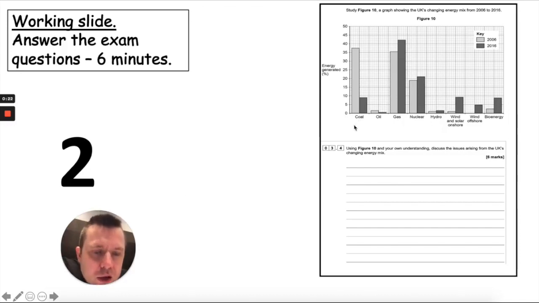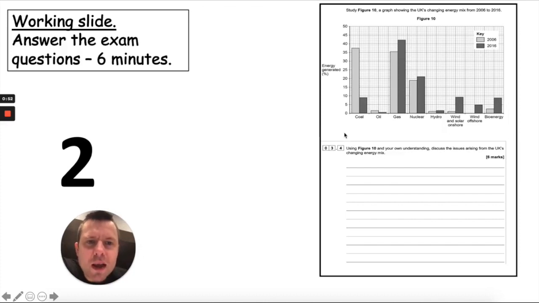Now, if we look at the x-axis along the bottom, this is where we get our energy from. So coal, oil and gas, the fossil fuels, finite, non-renewable. Nuclear, it's not a fossil fuel, but it's also not renewable. And our renewables down this right-hand side of the graph. If we look at the y-axis, it is simply a number, and that's the percentage of energy generated. Okay, so the light grey 2006, dark grey 2016.